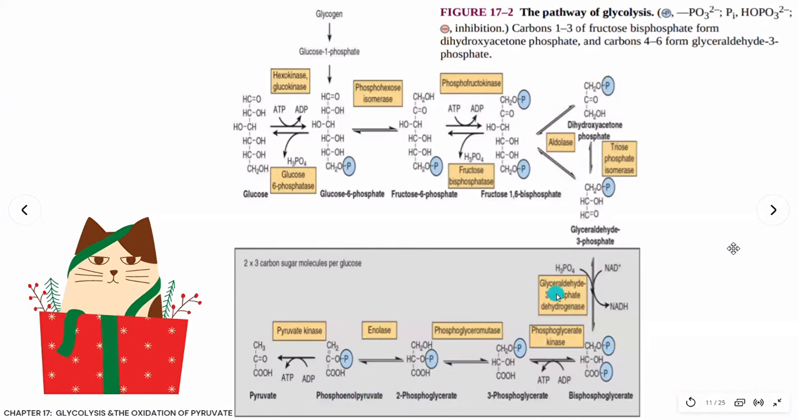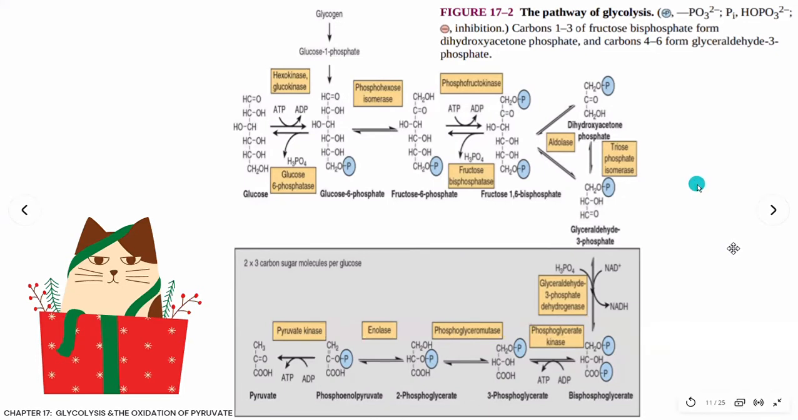Now, since there are 2 glyceraldehyde 3-phosphate, 2 of these going this way, then you will have 2 plus 2, that becomes 4. Correct? 4. However, you have invested 1 ATP here and 1 ATP here in your reaction. So 4 minus 2, you will only have 2, if this NADH does not go into the electron transport chain. You get me?